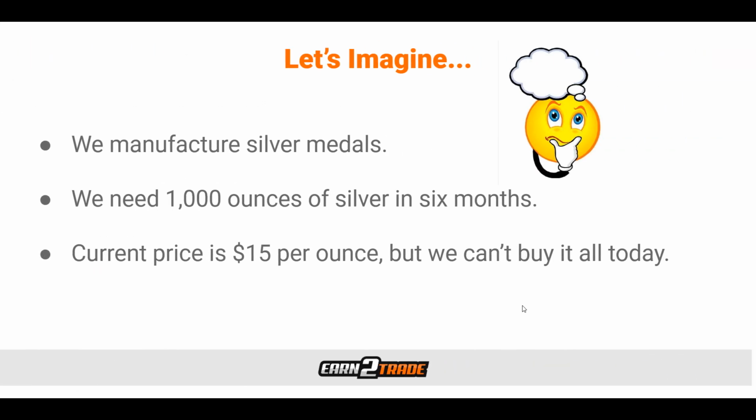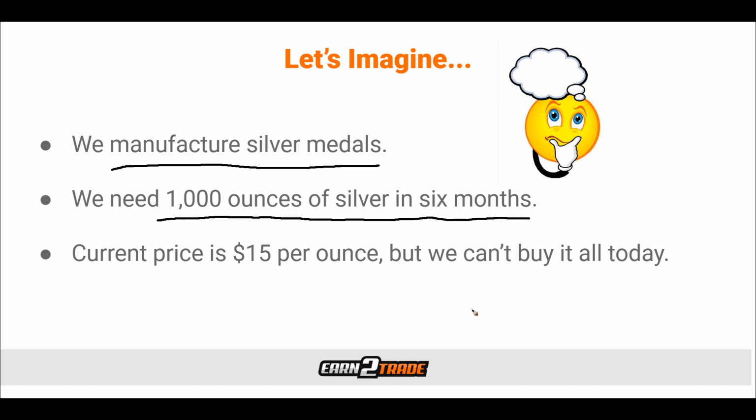In order to help us better understand what futures silver trading is all about, let's just take a moment and use our imagination. We're going to pretend that we manufacture silver medals. We're also going to pretend that we won a contract from the Olympics to produce, say, 1,000 ounces of silver in a 6-month period for all of their silver medals. We're going to say that the current price of silver is $15 per ounce, but there's a stipulation. For some reason, we can't buy it all today.